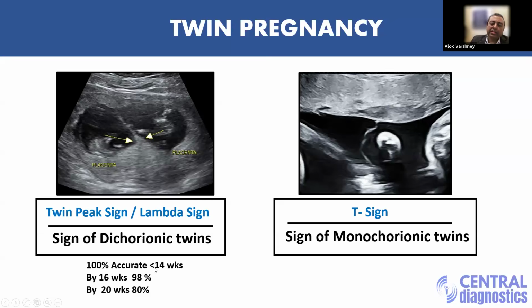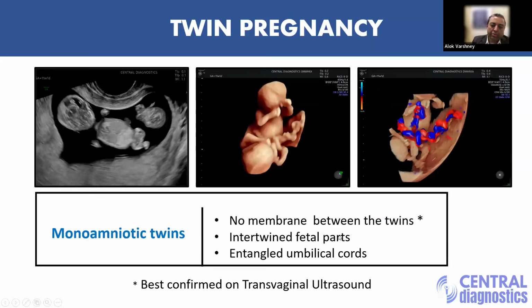But as the pregnancy advances, this sign loses its accuracy. So by 20 weeks of gestation, it is only 80% accurate. That means in 20% of the cases, this sign will not be able to be demonstrated. And when the membrane inserts directly onto the placenta without any lambda sign, at 90 degrees like this, that's a T sign. This is a sign of monochorionic twin pregnancy.